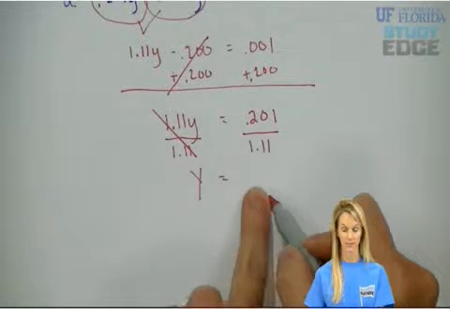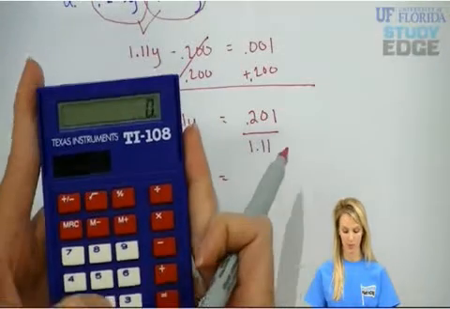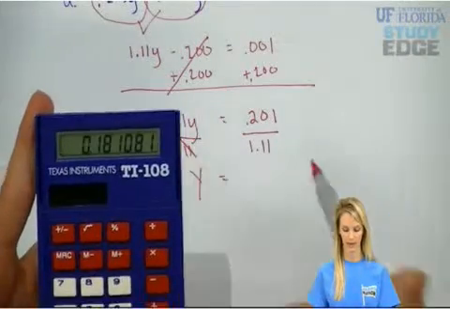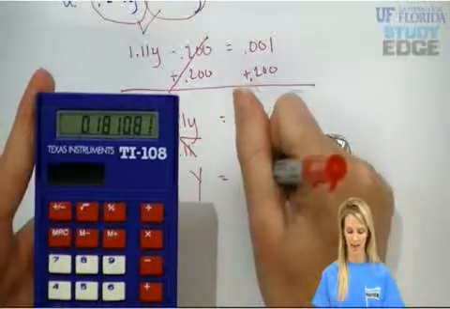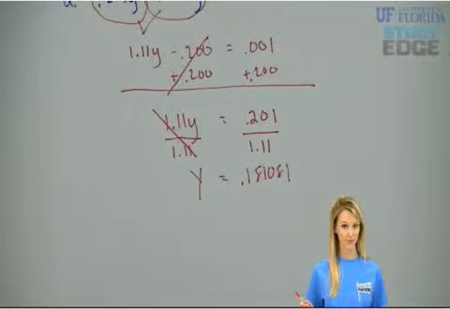What about over here? Well, let's just divide the numbers. Get in our calculator, 0.201 divided by 1.11. Let's see what that gives us. It gives us 0.181081. Are we done? Nah, kind of.